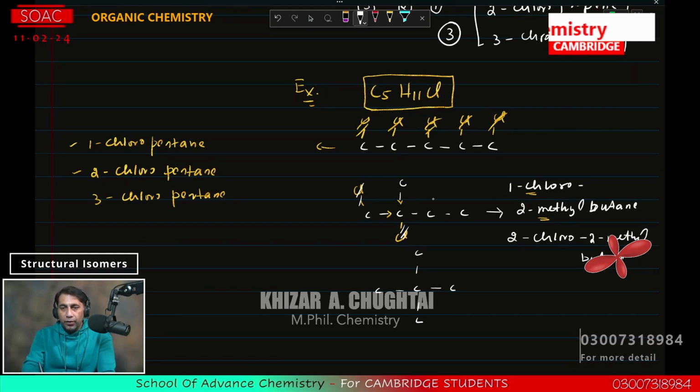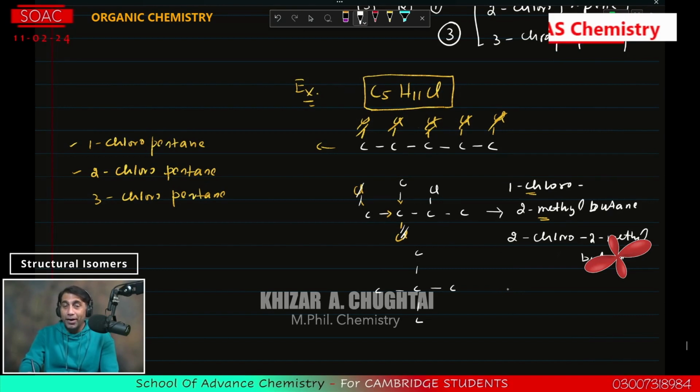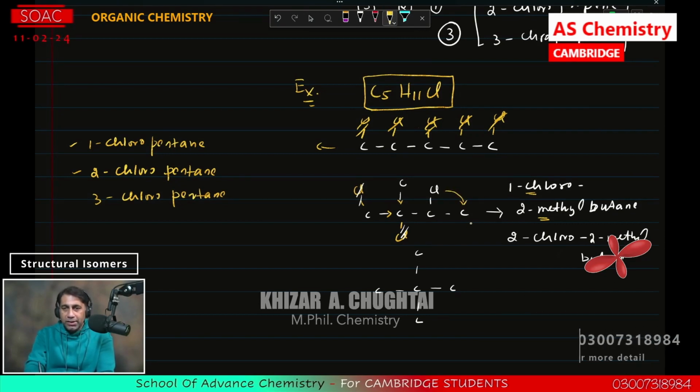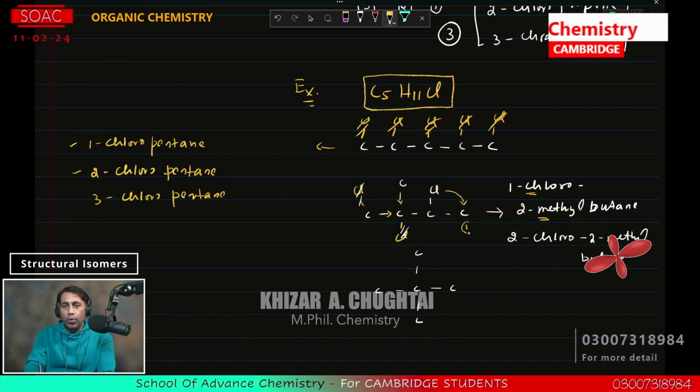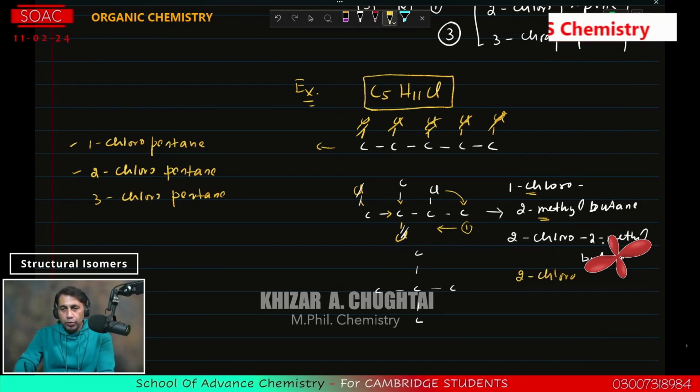If I'm putting Cl over here, now from where to mark numbering? Yes, it's important. This Cl is now near to this edge, this corner, this end. So this will be carbon number 1 and numbering will move like that. So it is again 2-chloro, 2-chloro dash, what is methyl?